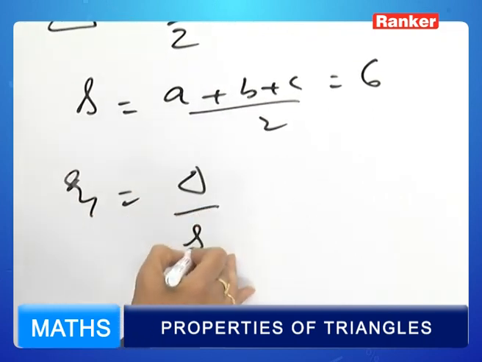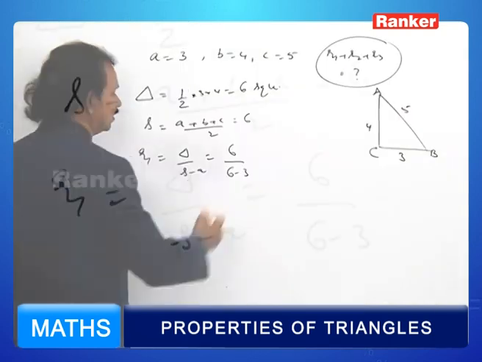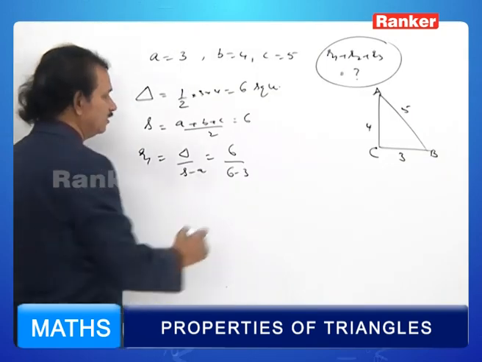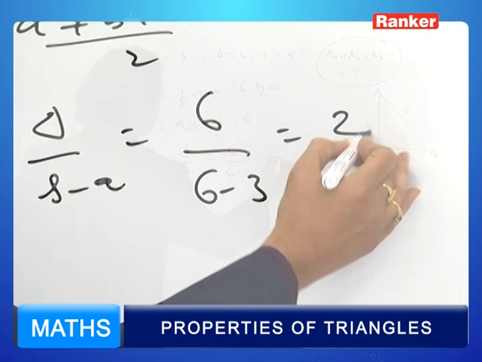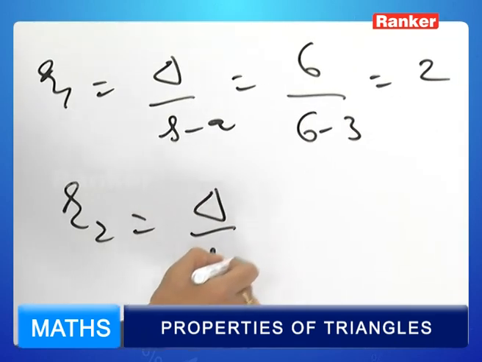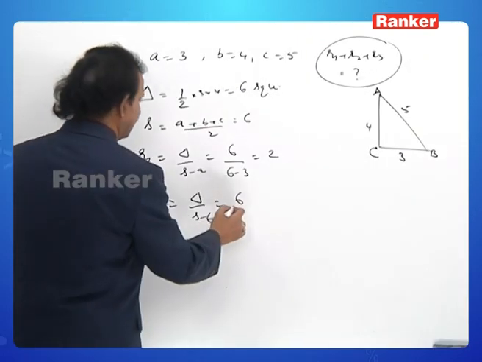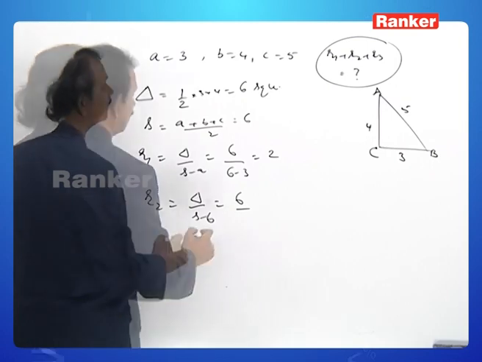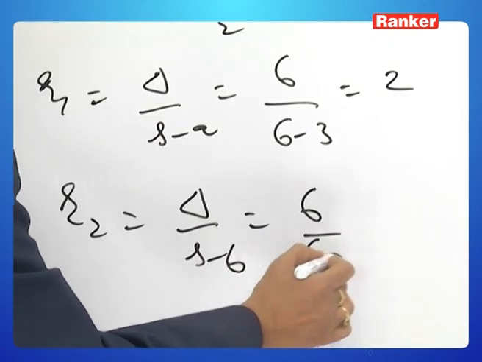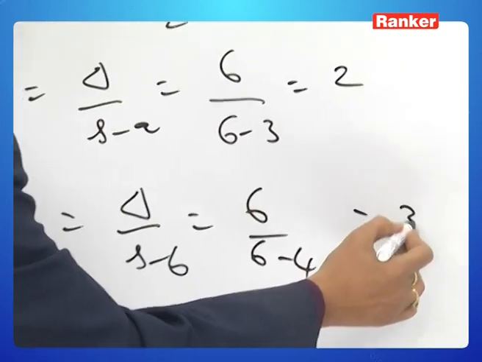Okay, what is r1? Delta by s minus a. Delta by 6 minus 3. What is 6 minus 3? 3. 6 by 3 is 2. What is r2? Delta by s minus b. What is delta? 6, isn't it? By s minus b. What is s? 6. What is b? 4. 6 minus 4 is 2. 6 by 2 is 3.